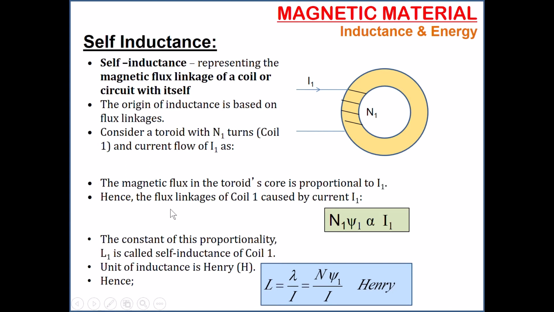The magnetic flux in the toroid's core is proportional to the current I1. Hence, the flux linkage of coil 1 caused by current I1, N1 flux 1, is proportional to I1. The constant of this proportionality, L1, is called the self-inductance of coil 1. The unit is Henry. So this is how we determine L: L equal to lambda over I equal to N flux 1 over I Henry. This is the formula to determine the self-inductance.